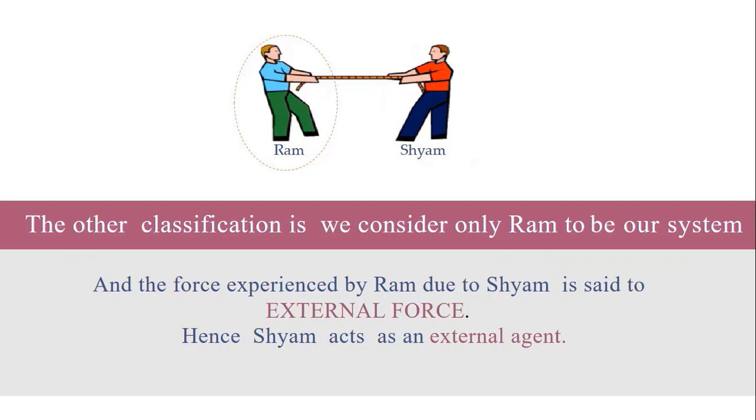Now here you can consider Ram to be the system. Ram is only our system, and Shyam is applying some force on that system. Therefore, Shyam is the external agent, and the force due to Shyam is called the external force, right?